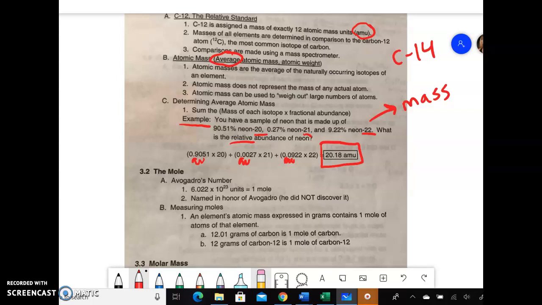So once you get your final answer, you want to make sure that it's closest to the one that you have the most of and that it's in the direction of the other 2. So for example, if you got less than 20, that wouldn't make sense because the other isotopes are greater than 20, so it should be slightly higher than 20.